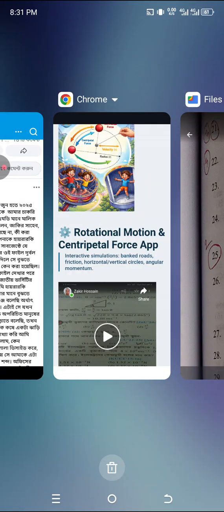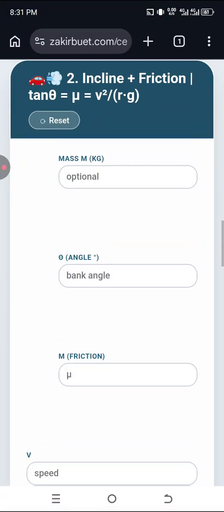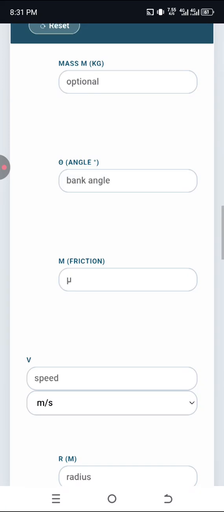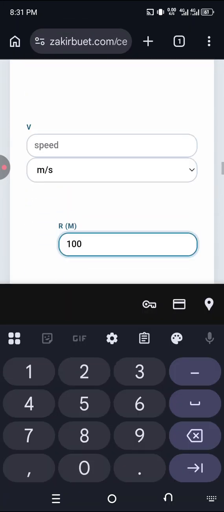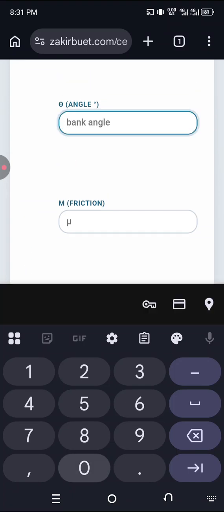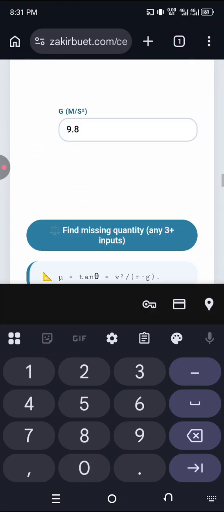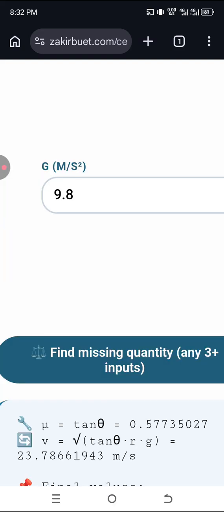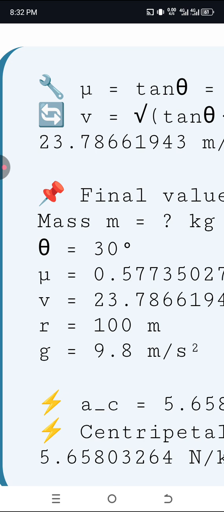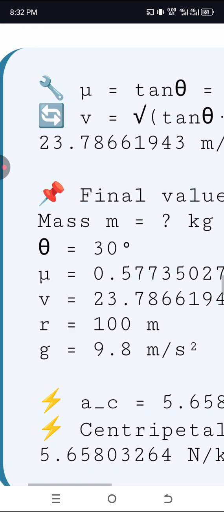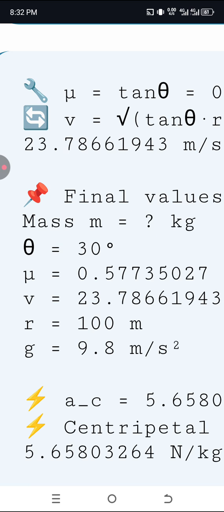Okay, let's go there. So the radius is 100 meter and the angle is 30 degree. If I press the find missing quantities, you get to see that the velocity is 23.7866 for this particular inclination of 30 degree, but they have written 16.87 something, so they have got it wrong.